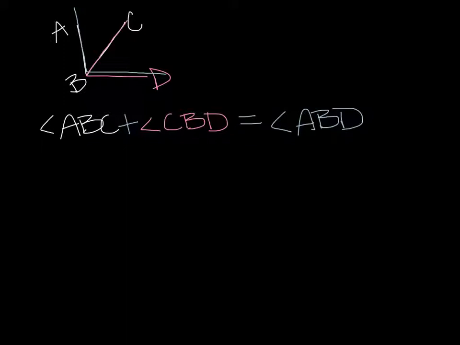So if we were to say that angle ABC was 15 degrees and angle CBD were 25 degrees, we would know that angle ABD is 40 degrees. Basic angle addition postulate. So now let's take a look at some examples where we can use this information to solve some geometric and algebraic relationships.